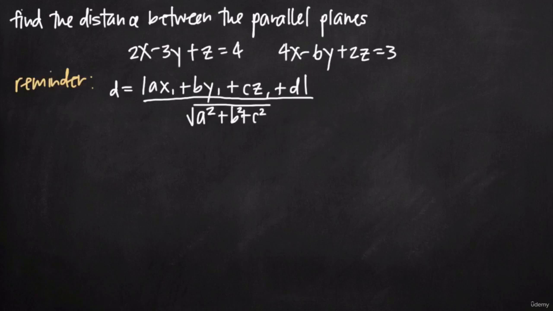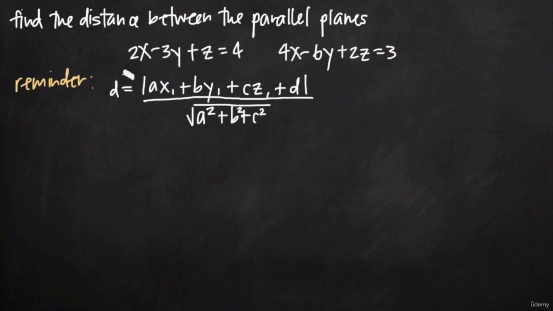Today we're going to be talking about how to find the distance between two planes, and in particular, the distance between two planes that are parallel to one another. In this particular problem, we've been given the equations of two planes. One is 2x minus 3y plus z equals 4. The equation of our second plane is 4x minus 6y plus 2z is equal to 3.